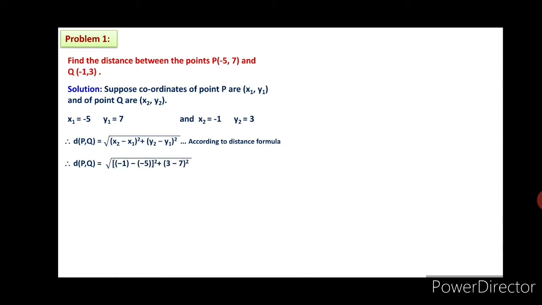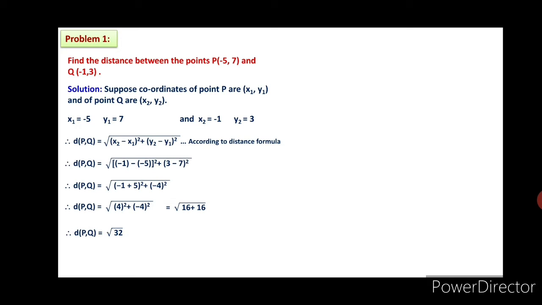Therefore, the distance PQ will be equal to the square root of (minus 1 minus of minus 5) squared plus (3 minus 7) squared. Therefore, PQ is equal to the square root of (minus 1 plus 5) squared plus (minus 4) squared. Therefore, PQ will be equal to the square root of 4 squared plus (minus 4) squared. 4 squared is 16 and (minus 4) squared will also be 16. This 16 plus 16 leads to root of 32, which is the distance between P and Q.